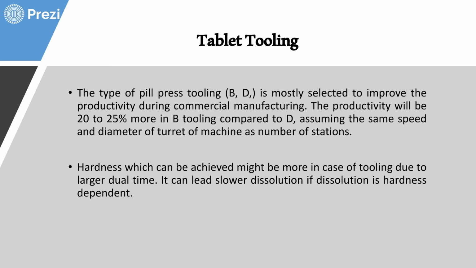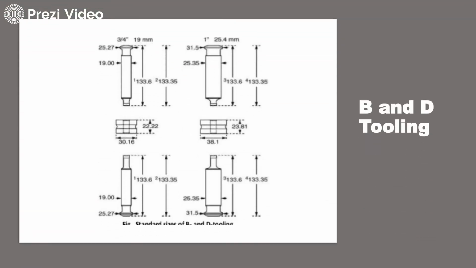Hardness is actually determined in case of the tooling by the larger dwell time. So if you have a harder tablet, it will result in a lower resolution. Conversely, if it has lower hardness, you will have a high resolution. In this case, you can see the terms written 19 mm, 25.35, 19, 25. These actually represent the diameter of the barrel. So the barrel diameter and the die cavity diameter determine the size of the tablet.